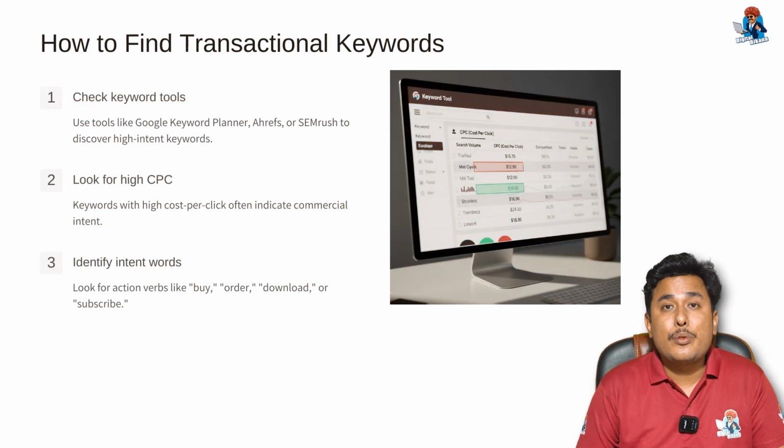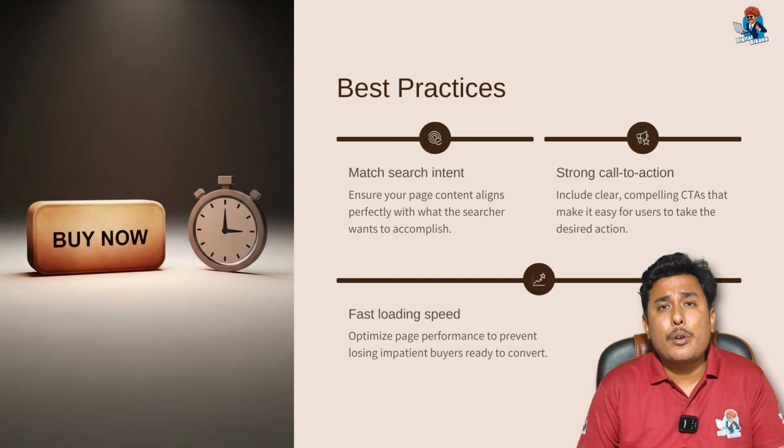Use keyword research tools like SEMrush, Ahrefs, or Google Keyword Planner. Filter for high CPC and clear buying intent phrases. Match your landing page content with the exact intent. Keep CTAs clear, optimize for conversions, and ensure fast page load speed.